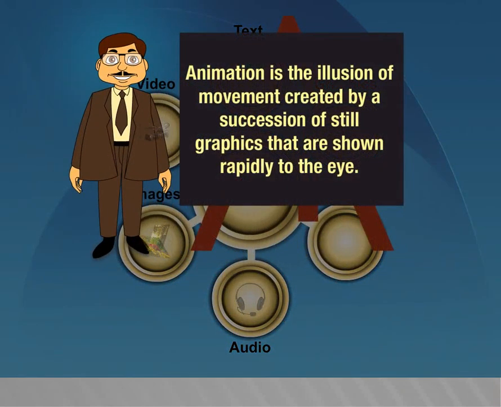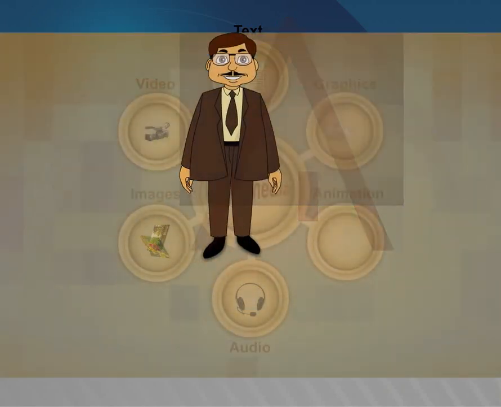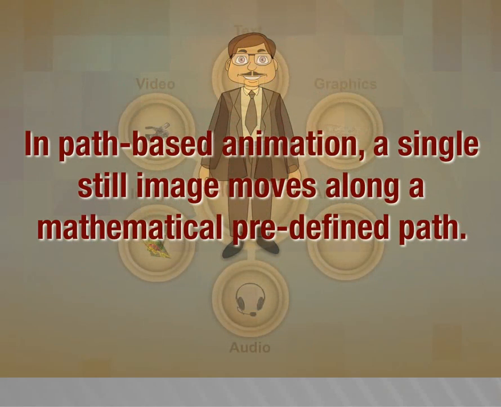Animation. Animation is the illusion of movement created by a succession of still graphics that are shown rapidly to the eye. It can be generated via a sequence of slightly changed graphics. In path-based animation, a single still image moves along a mathematical predefined path.